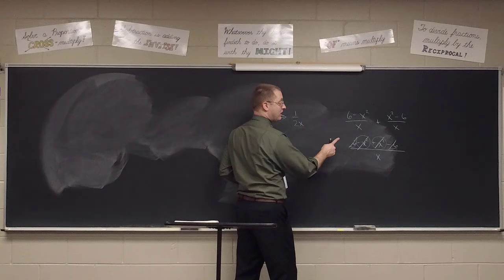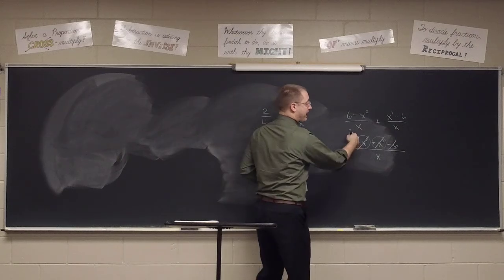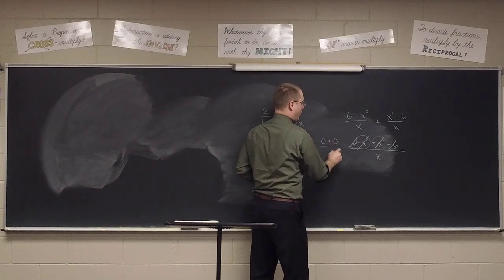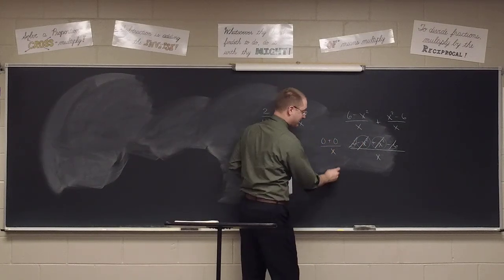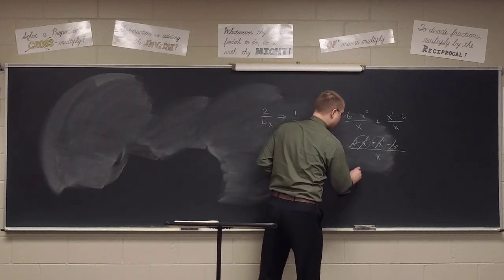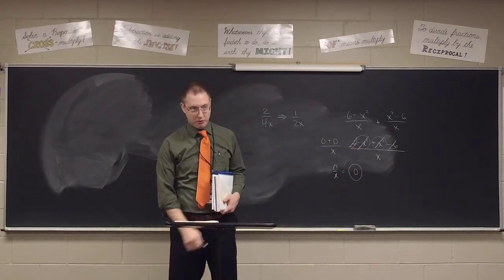So our numerator is... careful. We didn't cancel by cancellation. We actually added to get 0 plus 0 over x, or in other words, 0 over x, and 0 divided by anything equals 0. And there's our answer, 0.